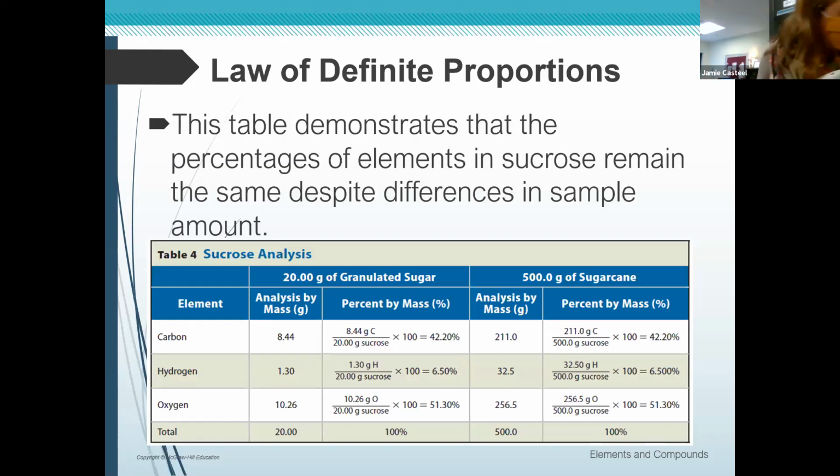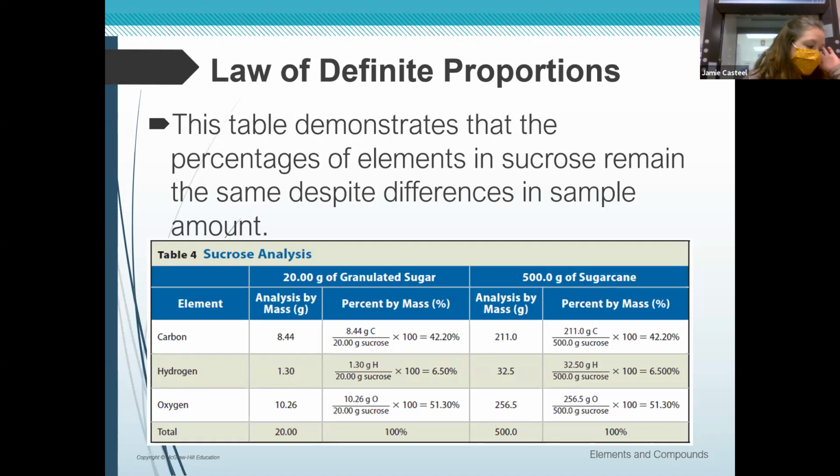This table at the top of page 88 demonstrates that the percentage of elements in sucrose remain the same despite differences in the sample amount. So, if you look at sucrose, what elements is it made of? What elements are in the sucrose analysis? Carbon, hydrogen, oxygen. Good. So when we're talking about it, take a minute and look.